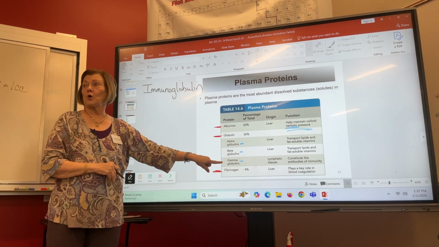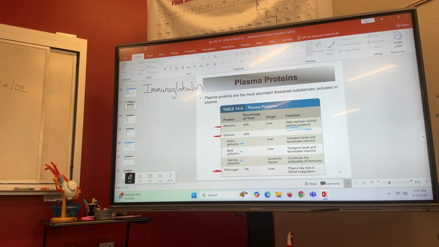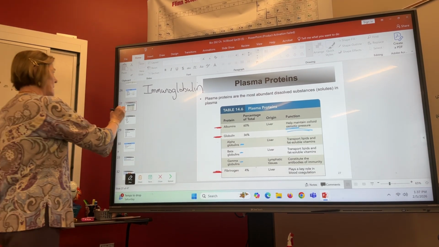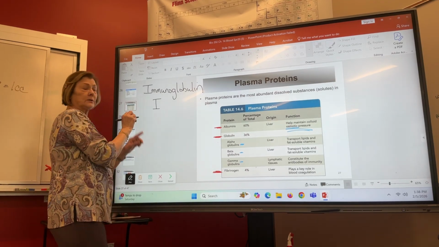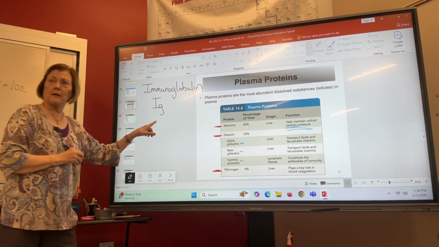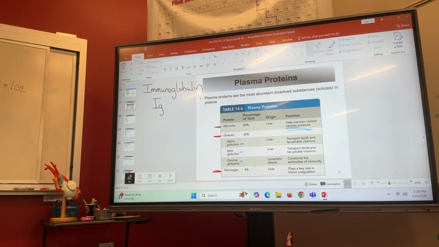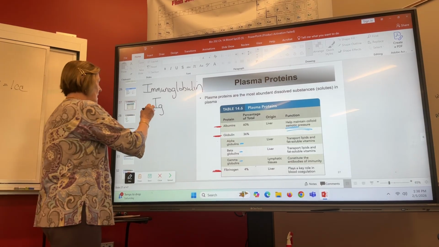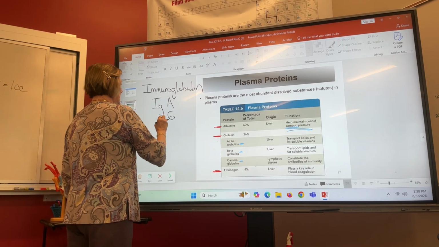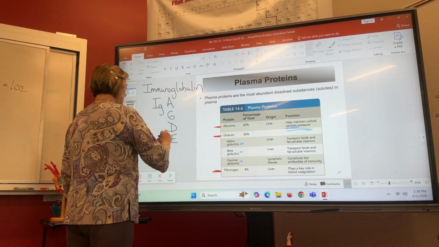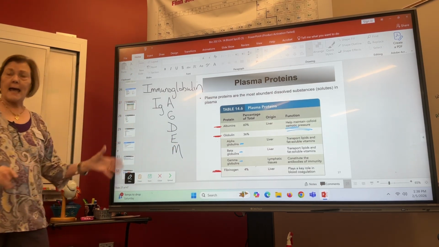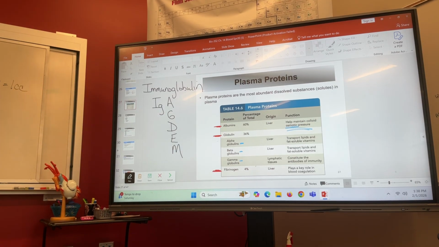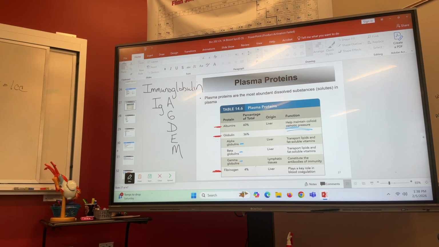Gamma globs are often called immunoglobulins, and you'll see it abbreviated uppercase I, lowercase g for gamma. And then there are 5 types, and we're going to get into this in chapter 16, but just for completeness' sake, I want to introduce them here. You have A, G, D, E, and M: IgA, IgG, IgD, IgE, and IgM.